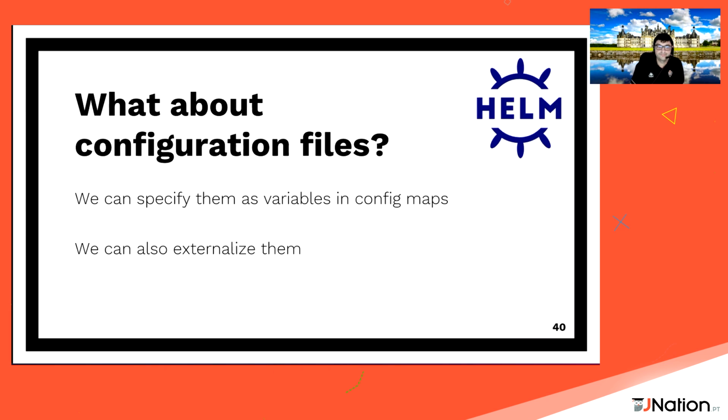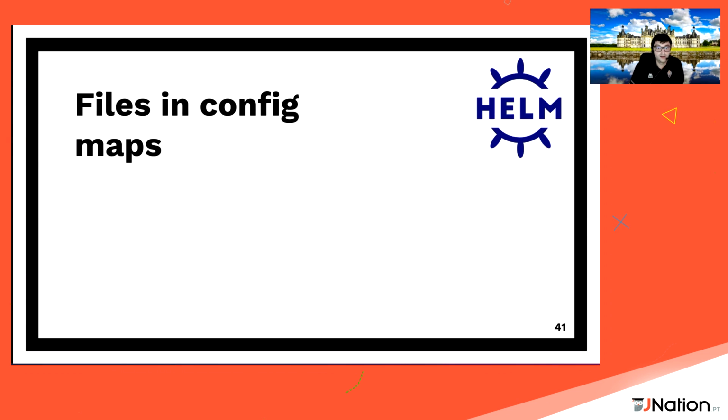What about configuration files? Okay. You can check the 12-factor, which says configuration must be provided as environment variables. But sometimes you have to deal with external frameworks which need configuration files. Sometimes when you have plenty of configuration properties, it's easier to put them in configuration files. It depends on your environment, your operational tools, and so on. Hopefully, you can specify them as variables in config maps. It's easy to do, and you can also externalize them. How to do that?